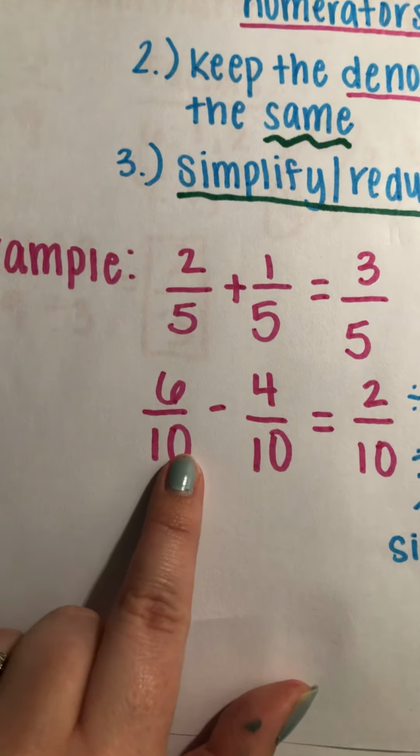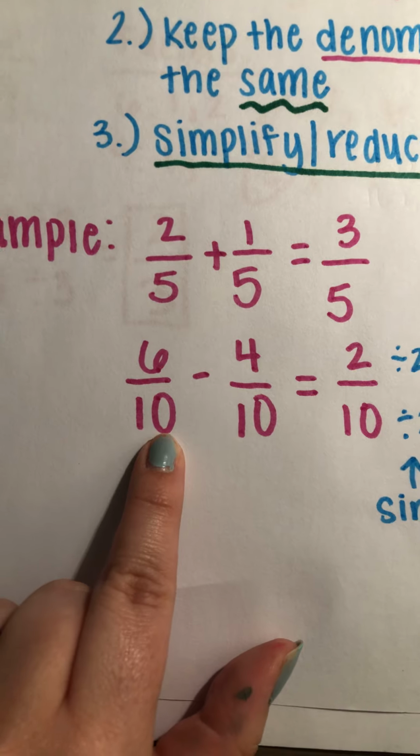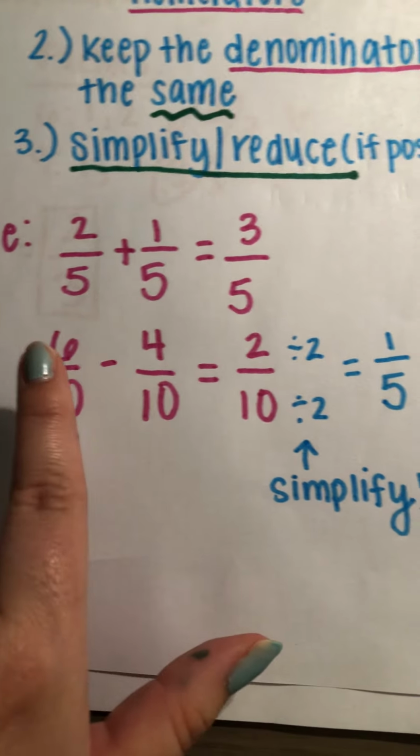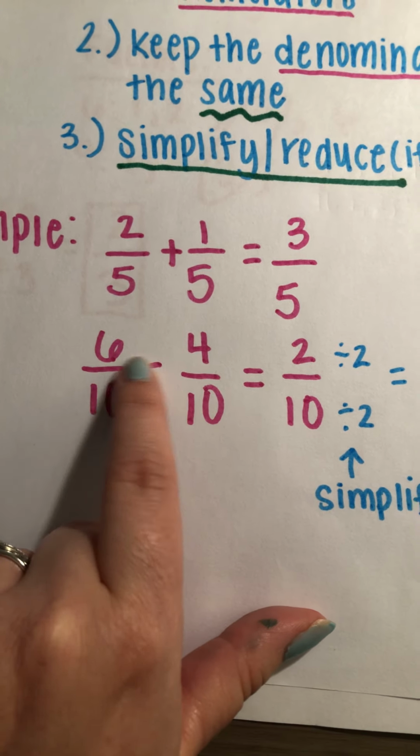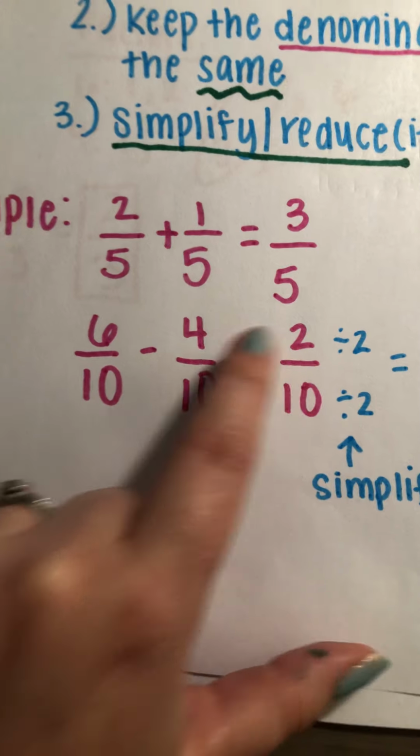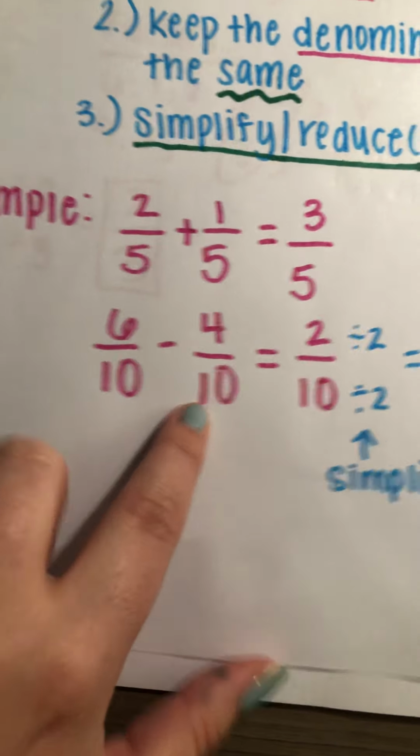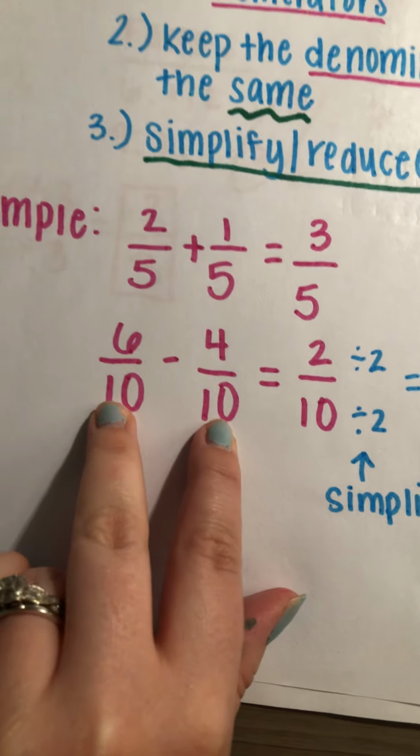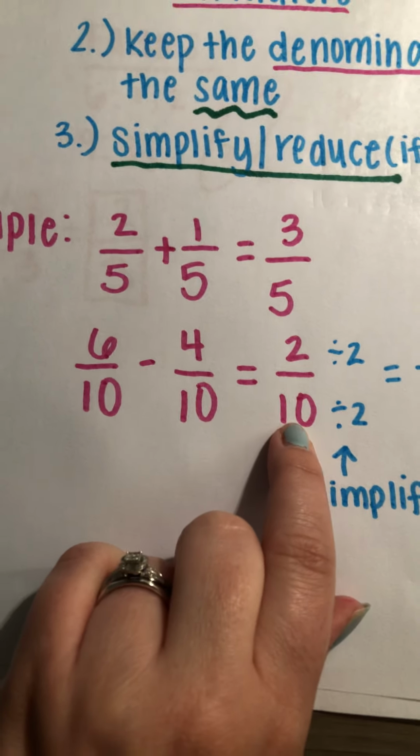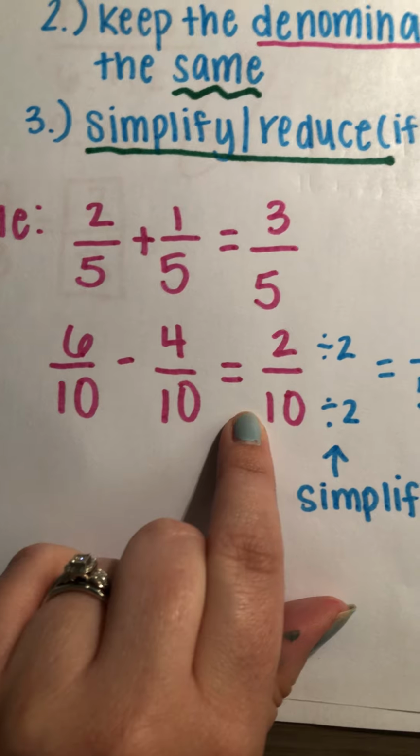Now let's go to a subtraction problem. 6/10 minus 4/10. So you need to subtract the numerator, which is 6 minus 4, which gives you 2. And 10 and 10 are the same. They're like denominators. So you don't need to do anything with that. You are ready to just put 10 right here. And your answer is 2/10.